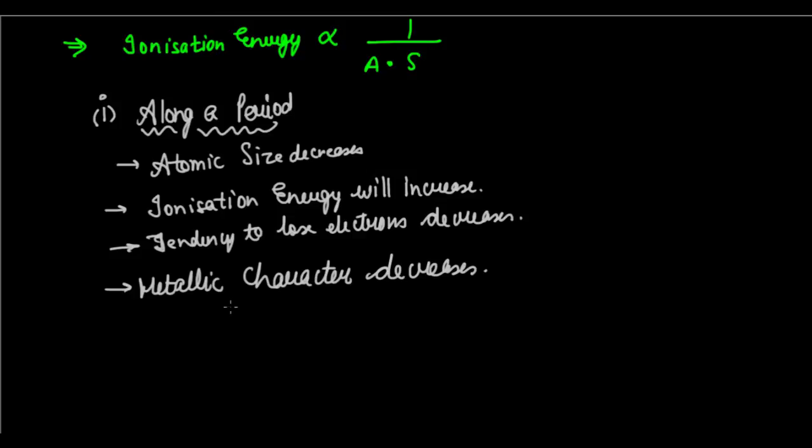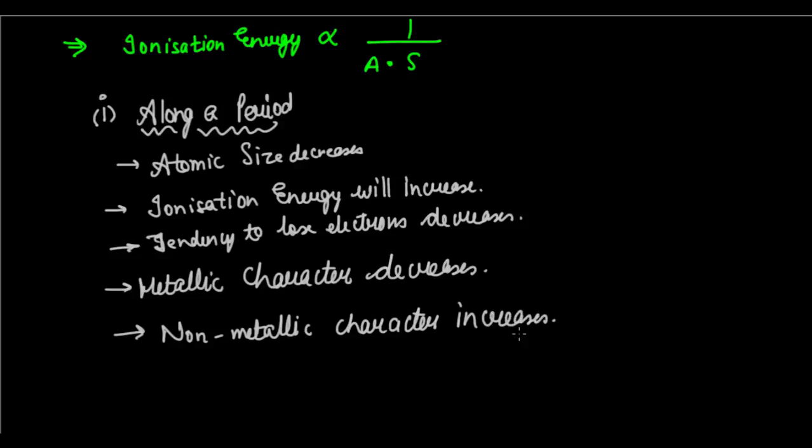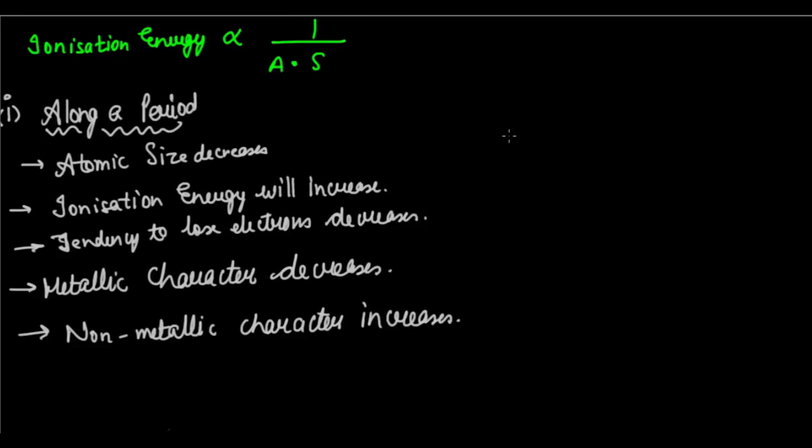So what can you infer? Obviously, your non-metallic character will increase. So that is the variation of ionization energy and subsequent repercussions along a period. So you can see how one concept is linked to another: atomic size linked to ionization energy, linked to the tendency to lose electrons, linked to the metallic and the non-metallic character. So you can see how we link everything, right? That is the beauty of variation of properties along a period.